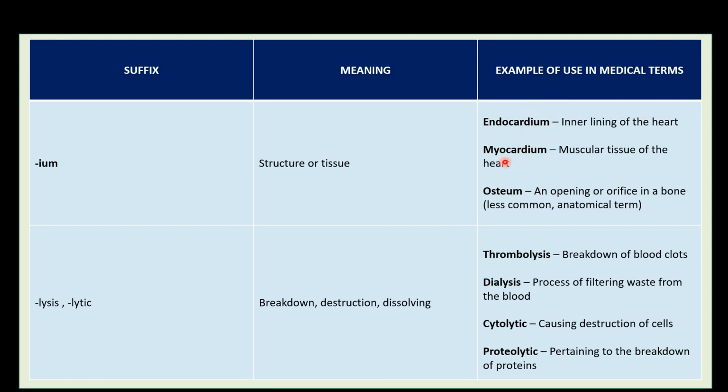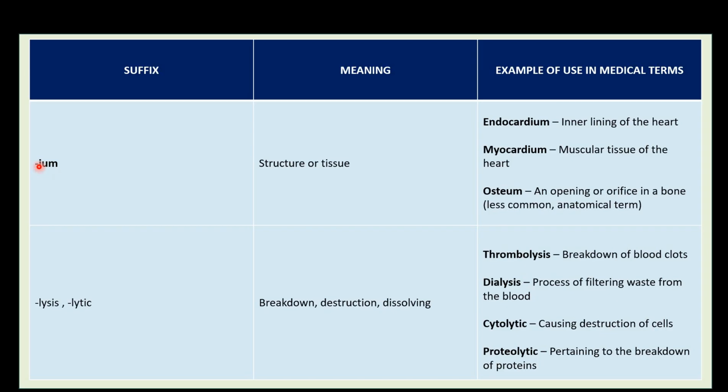Similarly, if we are saying myocardium, that means muscular tissue of the heart. So again, we are talking about tissue, and that's why we are using the terminology myocardium. And the suffix that we are using here is ium. In a similar way, we have ostium, which is an opening or orifice in a bone, which is a less common anatomical term. So again, we are talking about something related to structure. That's why we are using this suffix. I hope this suffix is clear. Whenever there is a discussion regarding structure or tissue, we will use this suffix.